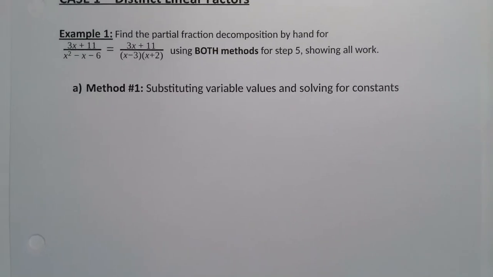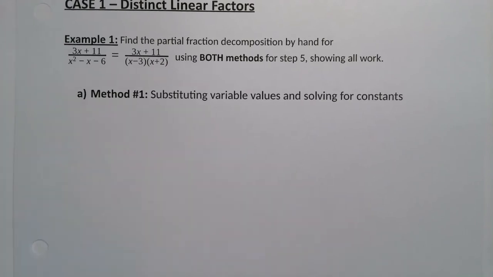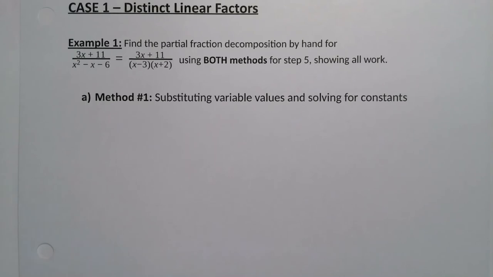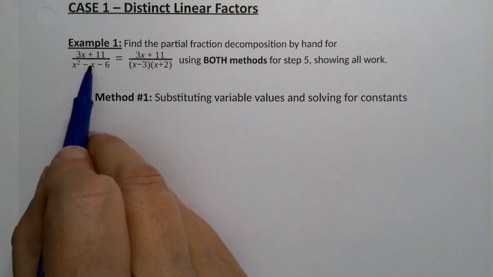Okay, so we're going to look at the one that we actually know the answer to because it was on a previous page, but we're going to look at it. Okay, so step number 1, and method number 1, we're going to substitute variable values and solve for the constants. Don't worry about that yet. I'll explain it as I go. All right, so step number 1, 3x plus 11 over x squared minus x minus 6.